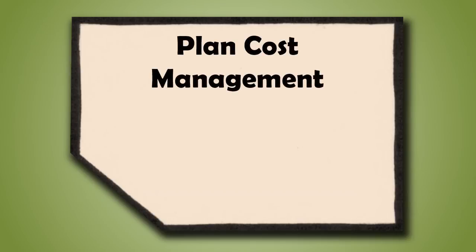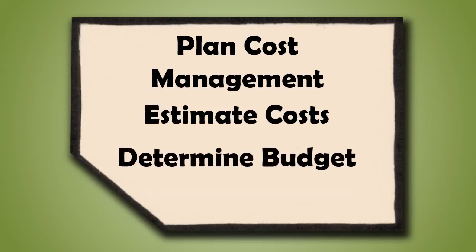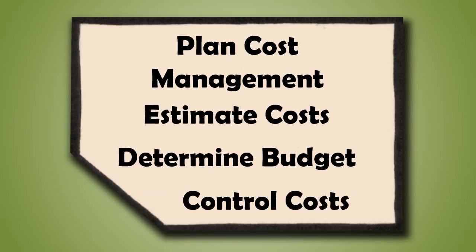There are 4 processes in the cost management knowledge area. The first 3 fall under the planning process group, and 1 falls under the monitoring and controlling process group. These processes are plan cost management, estimate costs, determine budget, and control costs.